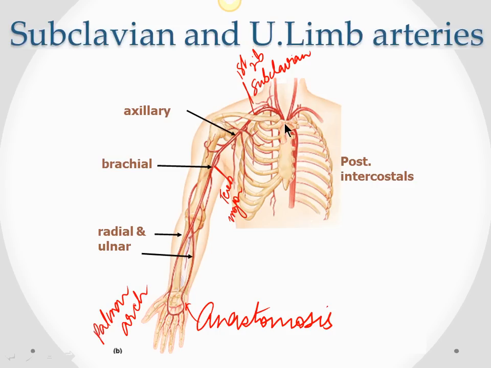Then here I also want you to see, if you remember when I showed you thoracic aorta, we saw those intercostal arteries. So here you can see these are called posterior intercostals. These are branches of thoracic aorta. And just to show you the position, they are called intercostal because they lie between the ribs in the intercostal spaces. So you can see how they are lying along the inferior border of the rib. Okay?